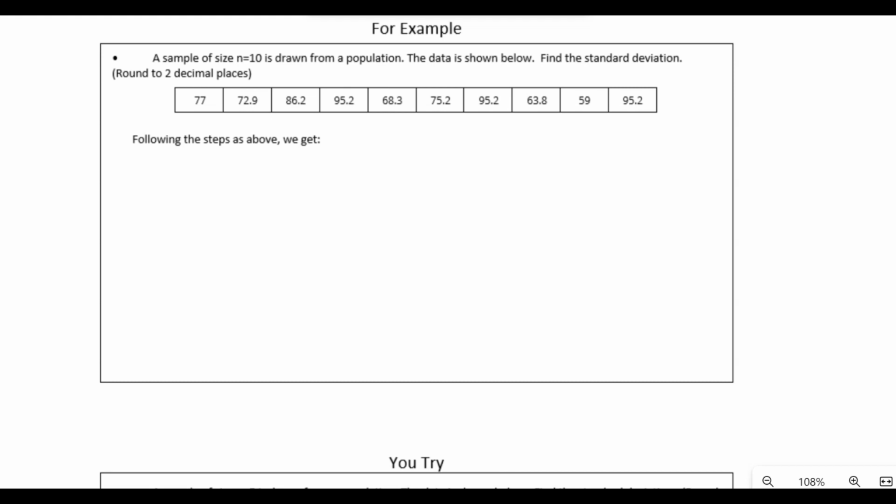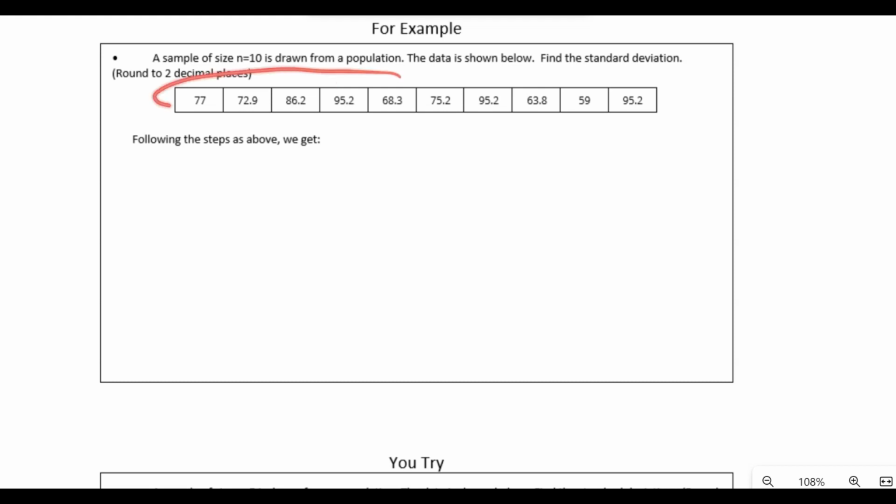Let's discuss finding the standard deviation by hand. In this case, we have a sample size of 10 drawn from a population. This is the data. We don't know what it represents. It doesn't really matter. Notice it's not in order. That also doesn't really matter for the standard deviation.